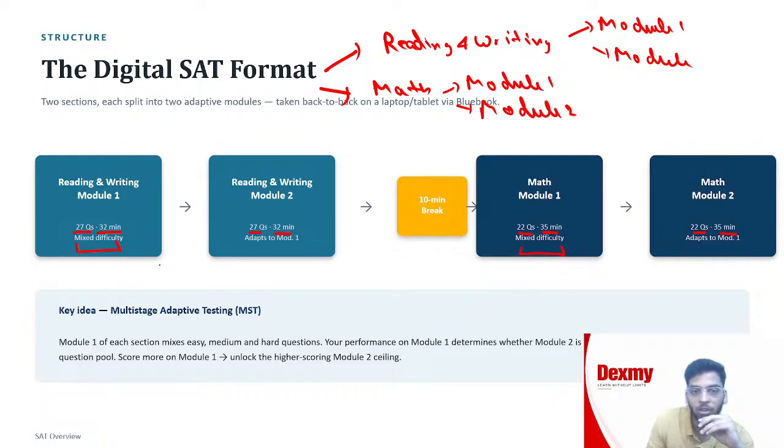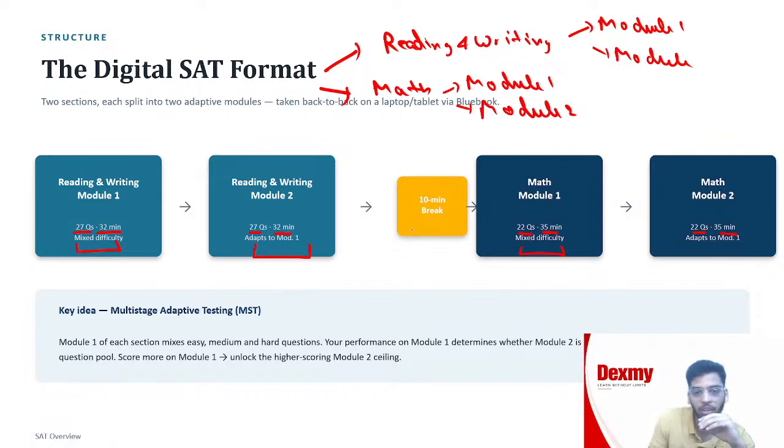If you score well in module one, you'll get a harder module two. That will help your score, because if you get a harder module two, you'll get higher marks. That will be very helpful for you. And if you score less in module one, you'll get an easier module two, but you'll get fewer marks for that. So you have to try to score the maximum in module one, and then in module two you'll get a higher score on the hard difficulty questions.